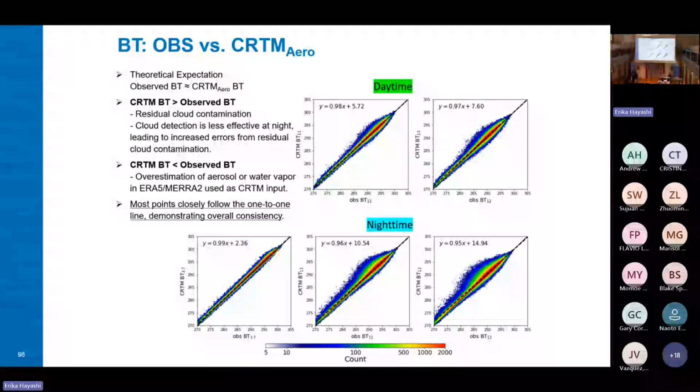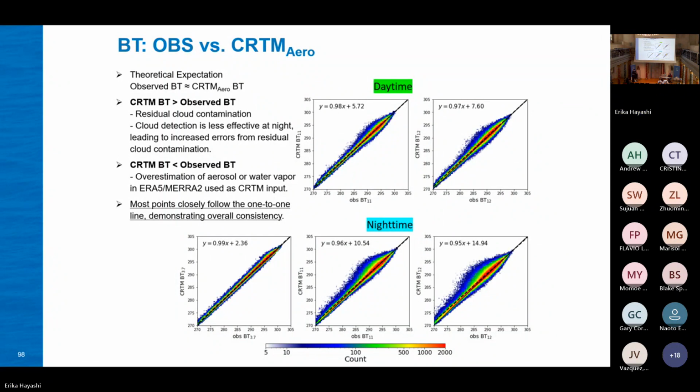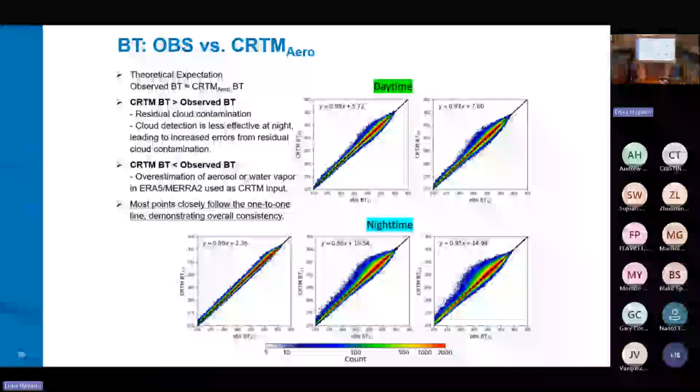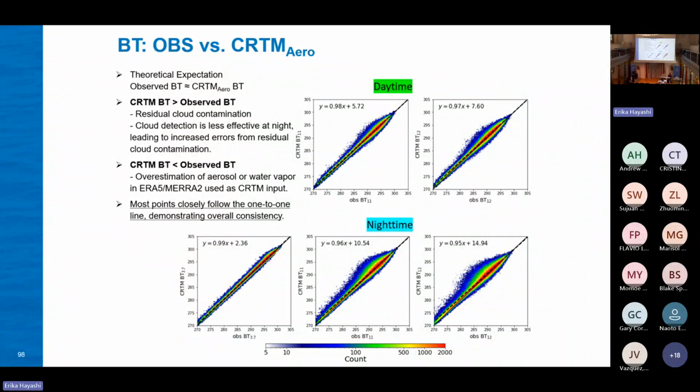This figure shows the comparison between observed Metop-A brightness temperature and CRTM simulated brightness temperature. Theoretically, CRTM brightness temperature should match the observed brightness temperature. However, in some pixels, the CRTM brightness temperature is higher than observation due to residual cloud contamination. This effect is larger at nighttime than daytime because the cloud detection is less effective at night, leading to increased errors. On the other hand, in some pixels, CRTM brightness temperature is lower than observation, caused by overestimated aerosol or water vapor in ERA5 and MERRA-2 used as CRTM input. But still, most points closely followed the 1-to-1 line. It demonstrated overall consistency.